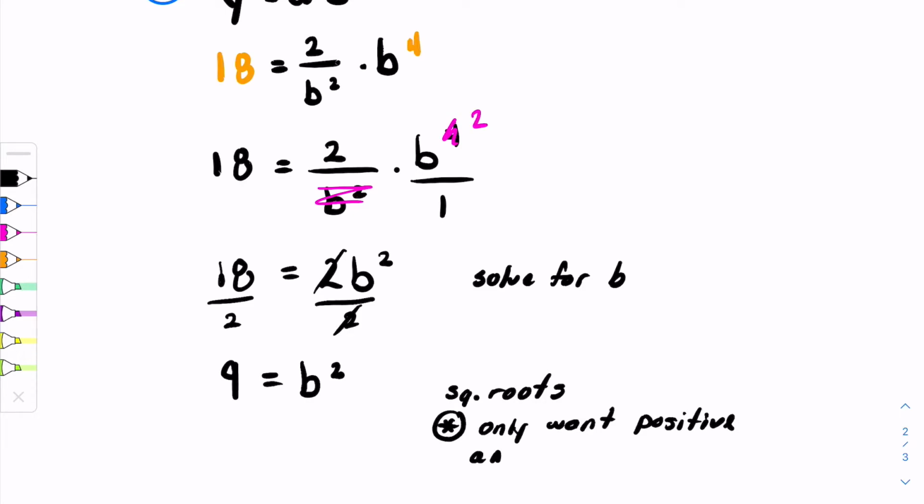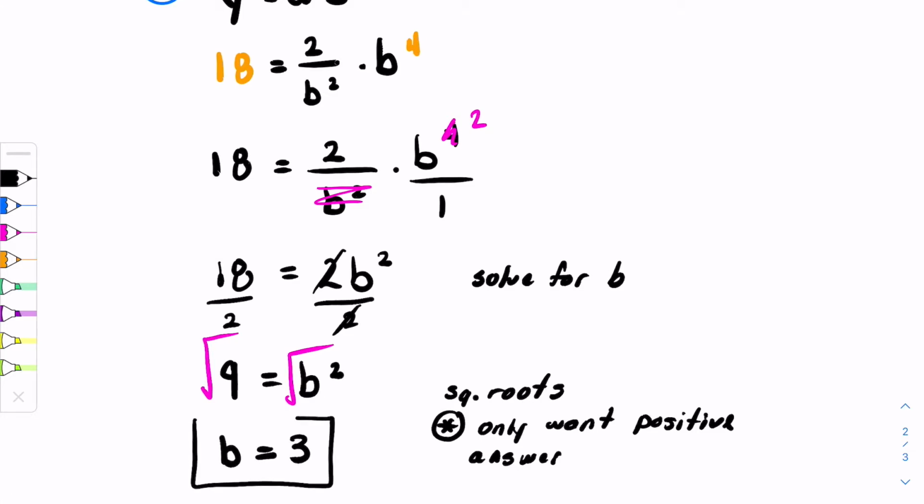We can't have a negative value of b for exponentials. So right here where I take the square root of both sides, typically you would tell me that the answer is positive or negative 3. However, we only want the positive answer of 3. So b is equal to 3.